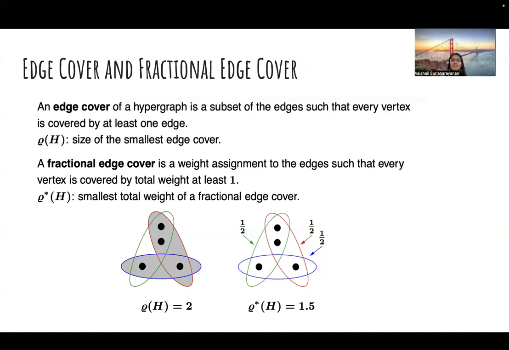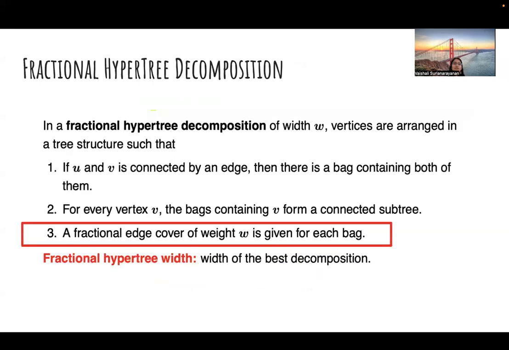For the same graph, if we assign half to each of these edges, then you can see that for every vertex, the sum of the weights of the edges containing that vertex is at least one. Therefore, this is a fractional edge cover. The weight of this fractional edge cover is just 1.5, right? One can observe that a fractional edge cover is never more than the edge cover. And in fact, a fractional edge cover can be computed in polynomial time by using an LP. Okay.